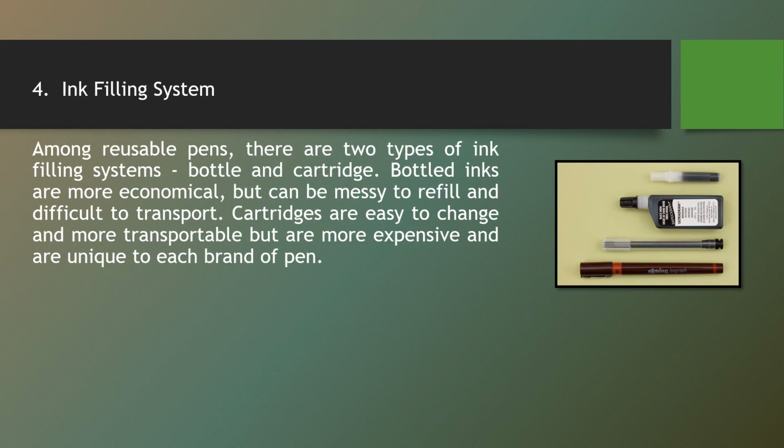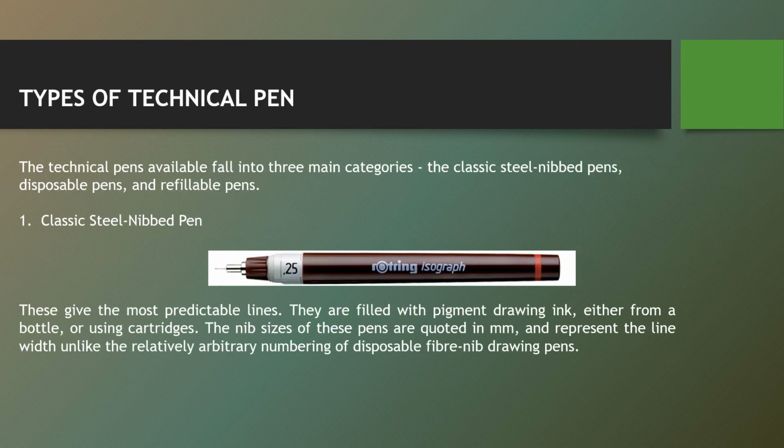Ink filling system. Okay, see yang ni focus on the reusable pen. Okay, among the reusable pens, there are two types of ink filling system: bottle and cartridge. Bottle ink is more economical but can be messy to refill and difficult to transport. The cartridges are easy to change and more transportable, but are more expensive and are unique to each brand of pen.